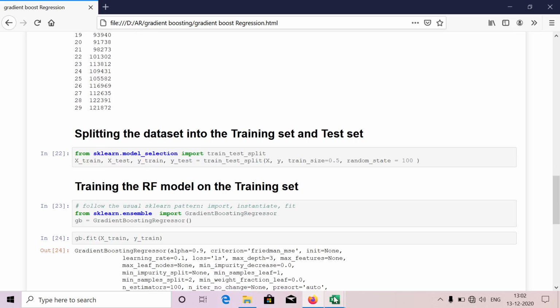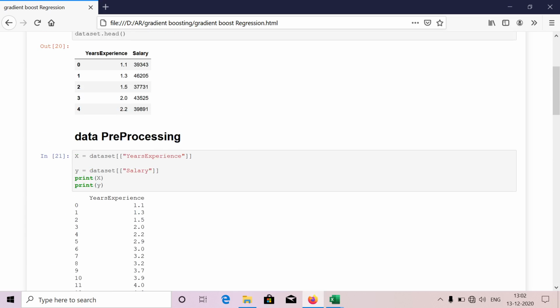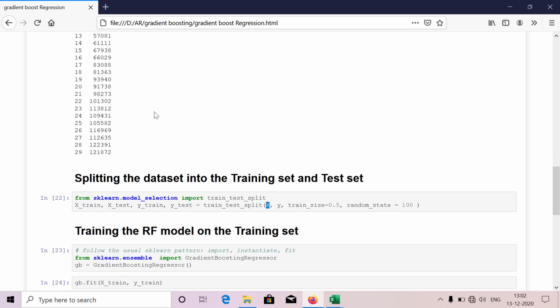Now as we discussed, in a similar way I am splitting my data set into the 4 parts by using from sklearn model selection import train_test_split. This is a method to split our data into the 4 parts. What is my x? Years of experience is my x. Similar way, salary is my y. Similar way, I am passing this x and y.